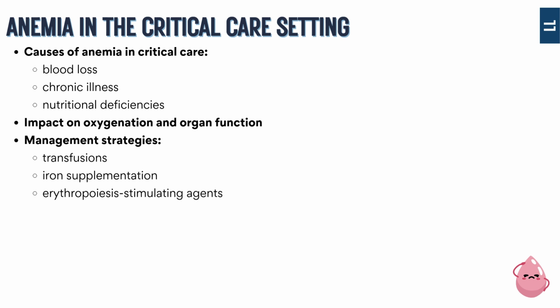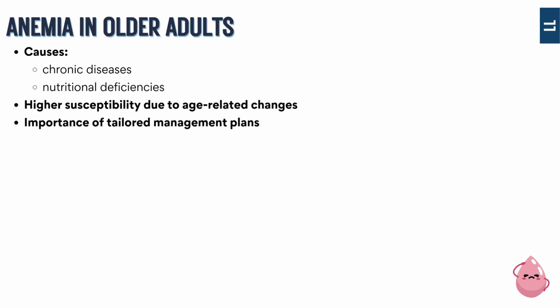Very similar to what's outside. It's just that sometimes the ICU itself can cause anemia, just by the nature of what the patient's going through, if that makes sense. So, anemia in older adults. Older adults are more susceptible to anemia, often due to chronic illnesses, malnutrition, and age-related bone marrow changes.